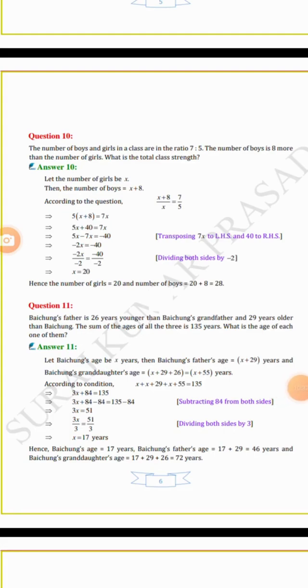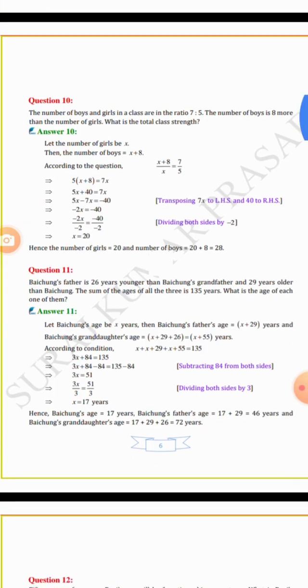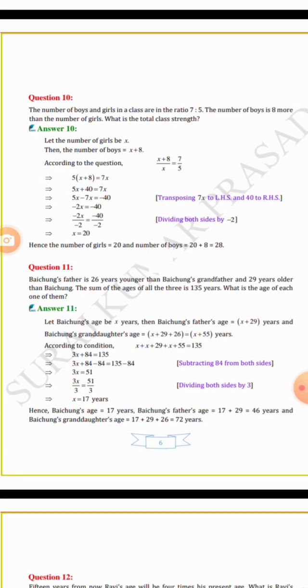Question number 10. The number of boys and girls in the classroom are in the ratio of 7 is to 5. The number of boys is 8 more than the number of girls. What is the total class strength? Let the number of girls be x and then the number of boys be x plus 8. According to the question, x plus 8 by x is equal to 7 by 5.